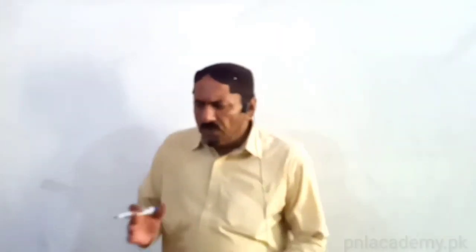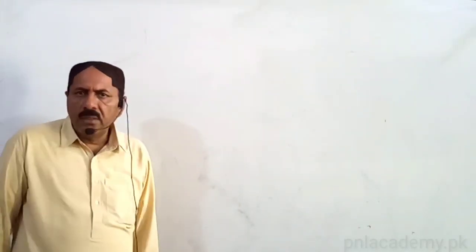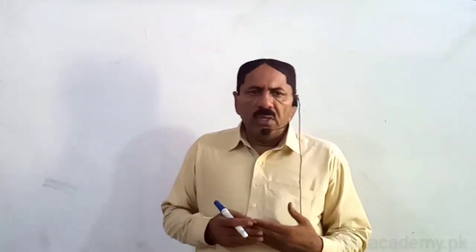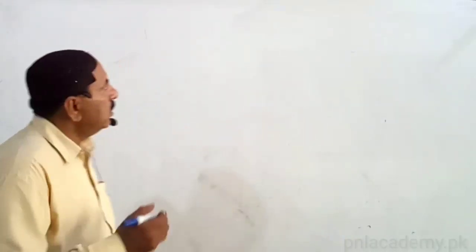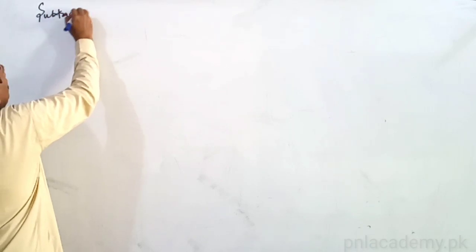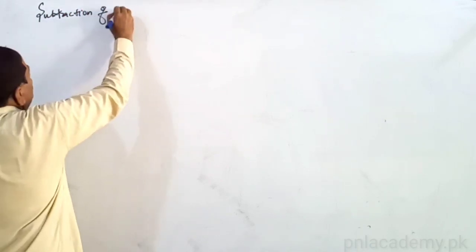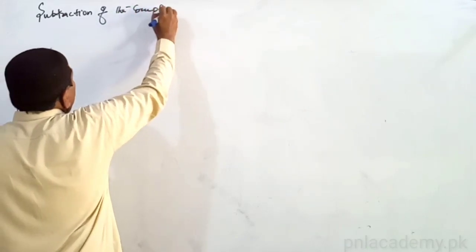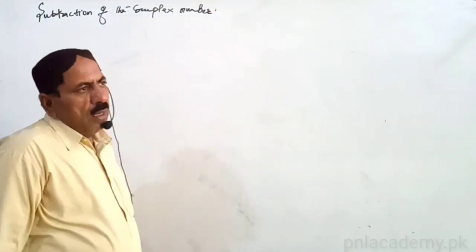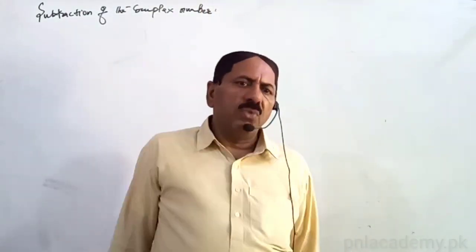The operations, as we operate on real numbers, natural numbers, etc., in the same kind we can also operate on complex numbers. We can do subtraction, addition, division, multiplication of complex numbers. So now, subtraction of complex numbers. How can we subtract two complex numbers from each other?